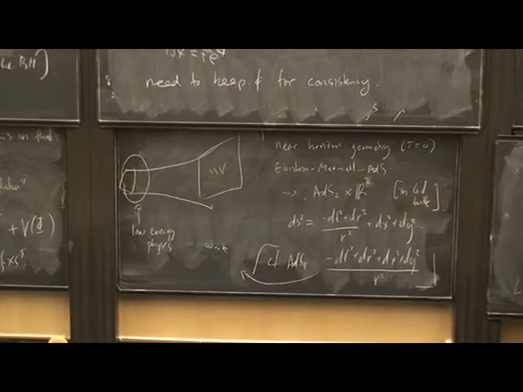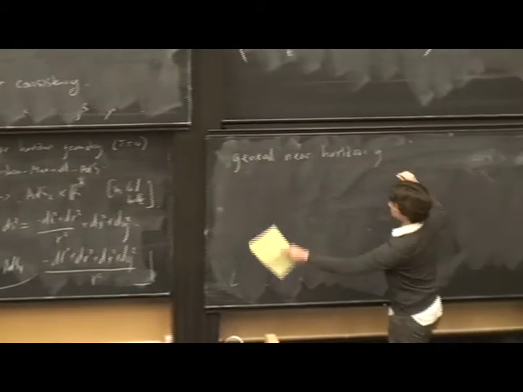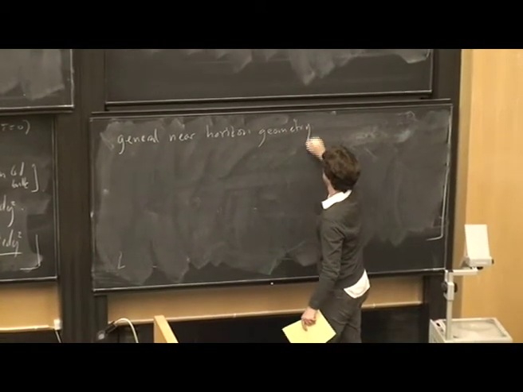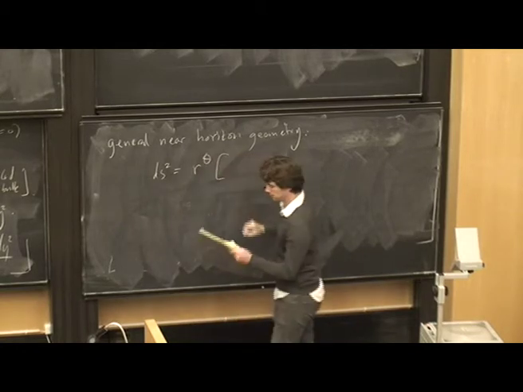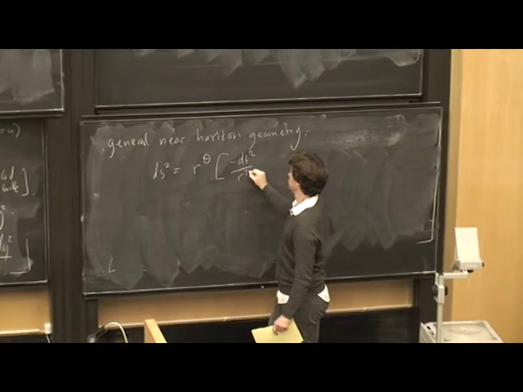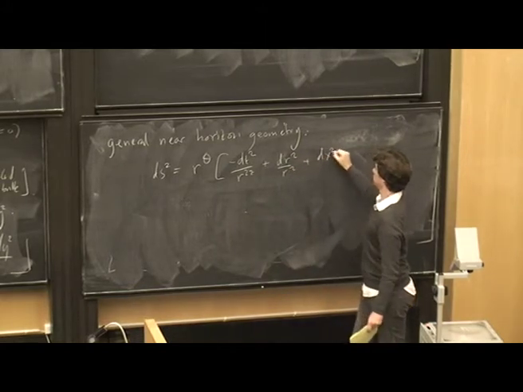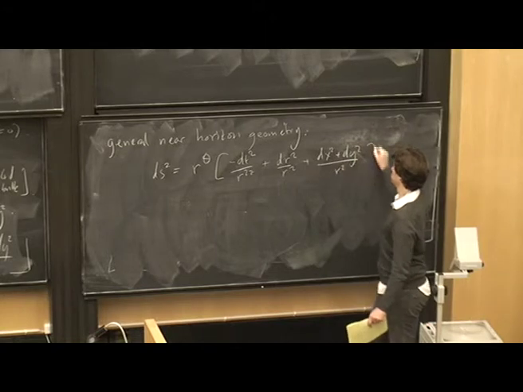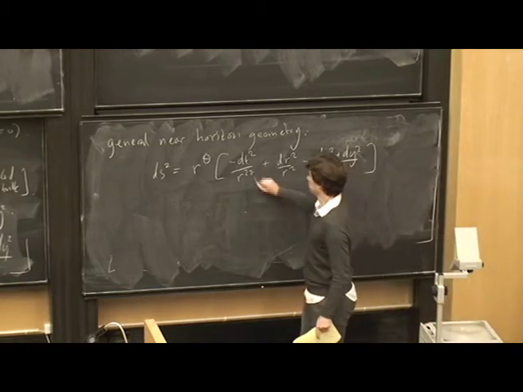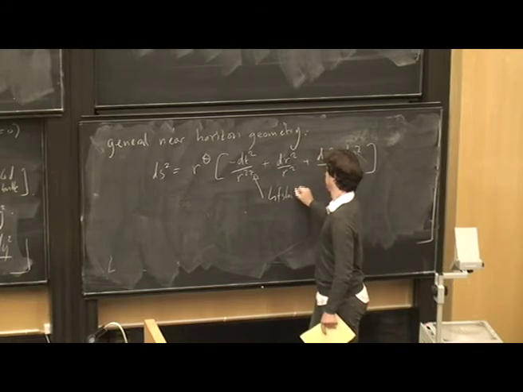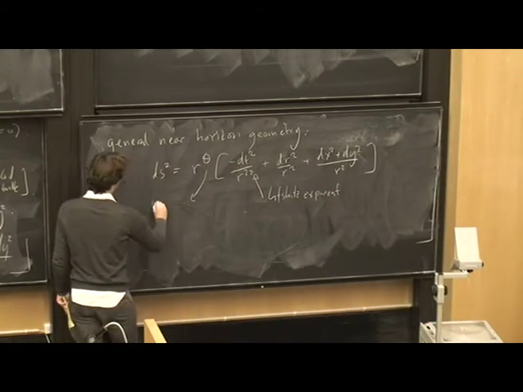But more generally, the general near horizon geometry in that class of theories has the following form. It's characterized by two exponents. So there's r to the theta, minus dt squared, r to the 2z, dr squared, dx squared, dy squared, over r squared. So this is what you get if you solve the Einstein-Maxwell-Dilaton equations near the horizon. This z is called the Lifshitz exponent, and this theta is called the hyperscaling violating exponent.